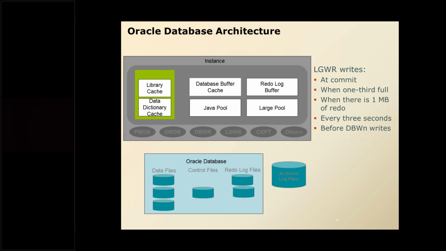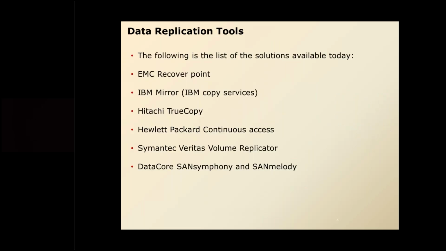Okay. So there are a lot of data replication tools available in the market. I should say competitors of Oracle GoldenGate, like EMC RecoverPoint, IBM Mirror, Hitachi TrueCopy, HP Continuous Access. Then you have Symantec Veritas, DataCore and Symphony. Then you also have SharePlex as well. That is one of the major competitors of GoldenGate.